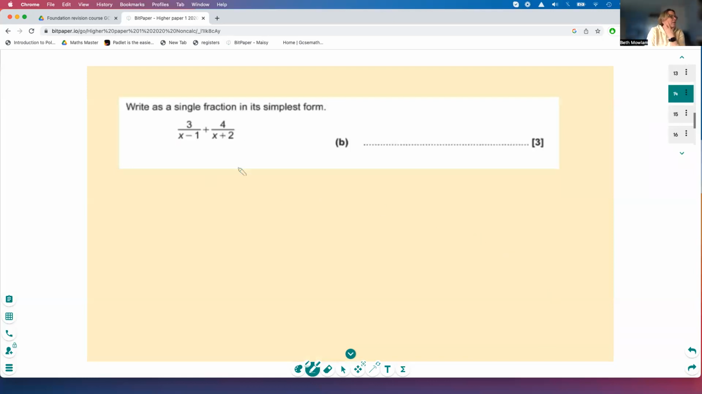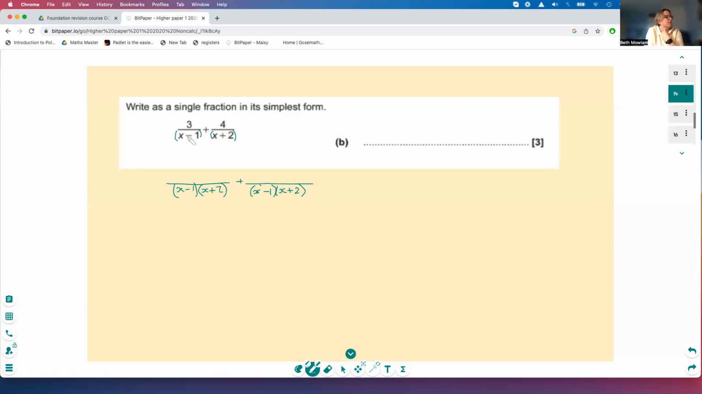So write as a single fraction in the simplest form. So again, look, we've got plus, so we need a common denominator. We don't have anything in common already. Treat them as fractions, you can't just add and subtract. So I'm going to make my common denominator x minus 1, x plus 2. I do apologise for my handwriting on here. For some reason, my board's not working very well.